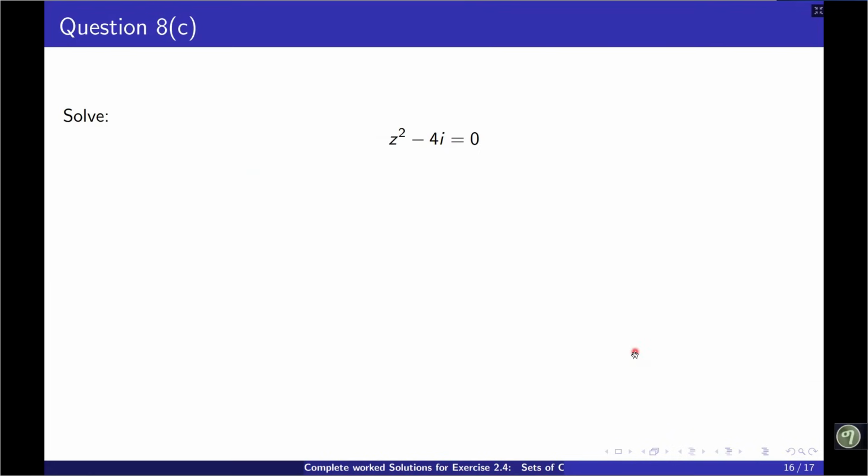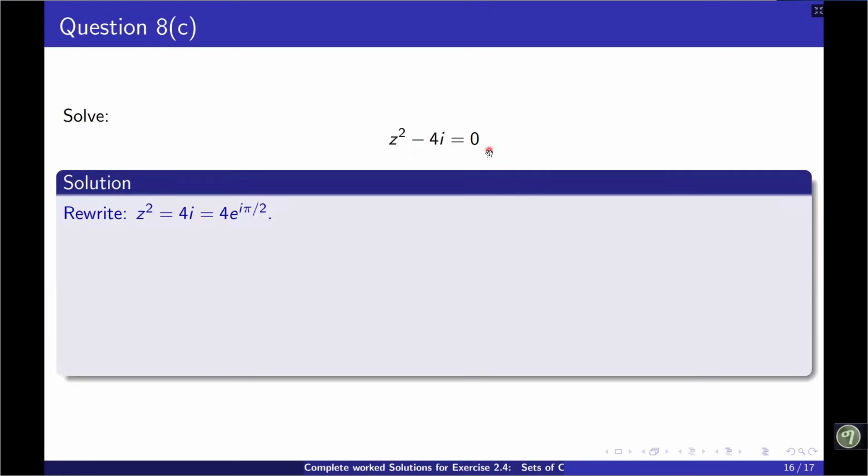The third question on solving equations, again, we have this one, that is z squared minus 4i is equal to 0. Again, simply taking the 4i to the right side of this equation. Sorry, we have this one, that is z squared is equal to 4i. 4i in Euler form could be, that is 4, which is r, times e to the power of i pi over 2.